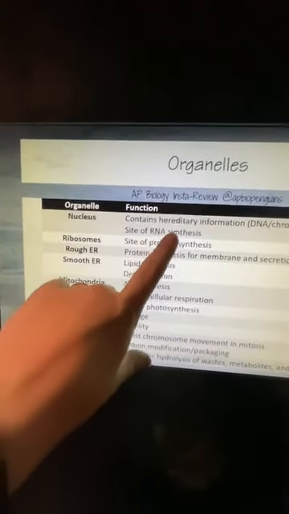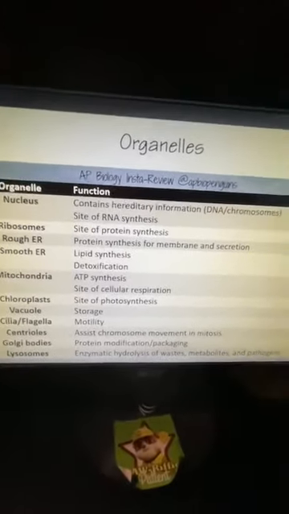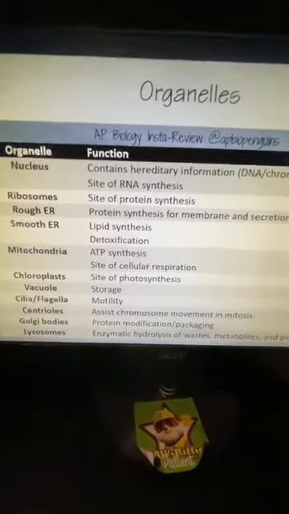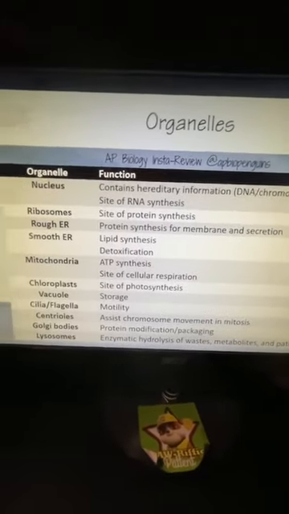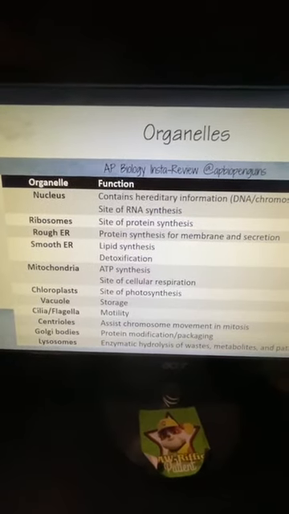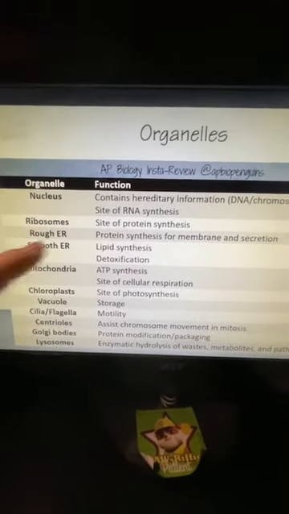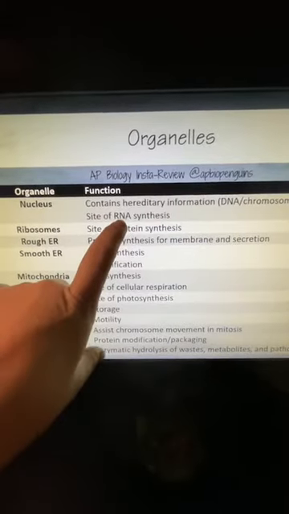So the nucleus is where we're going to have all of our hereditary materials. So that will be where our DNA is and our chromosomes are. They condense down, of course, using histones, which are proteins. This is also the site where we're going to have RNA synthesis. So within our nucleus, you're going to have this enzyme called RNA polymerase that will read your DNA and will then make an RNA, and then that RNA will leave the nucleus to go through another process called translation. So our ribosomes are going to be the site of this translation. This is where we're going to have our protein synthesis.